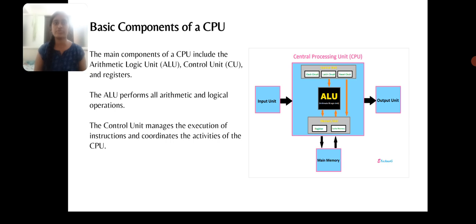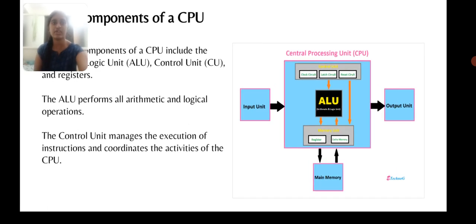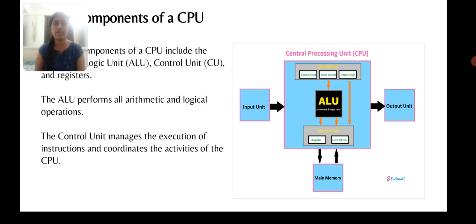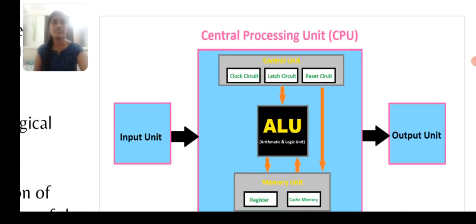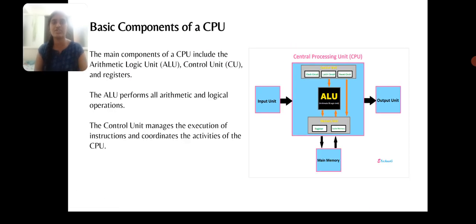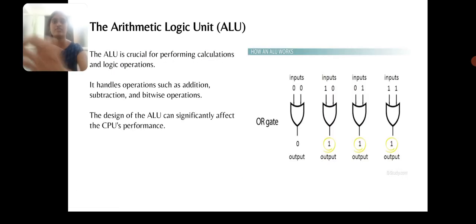Basic components of CPU. The main components of the CPU include the arithmetic logic unit (ALU), the control unit (CU) and registers, where the ALU performs all the arithmetical and logical operations. The control unit manages the execution of the instructions and coordination of the activities of the CPU. Here beside you can see the diagram where we give the input, and with that input the ALU and the registers take part, all the processing takes place, and the output is given.